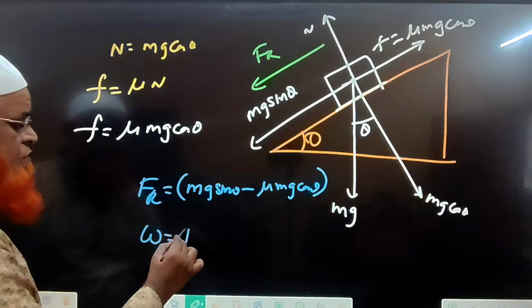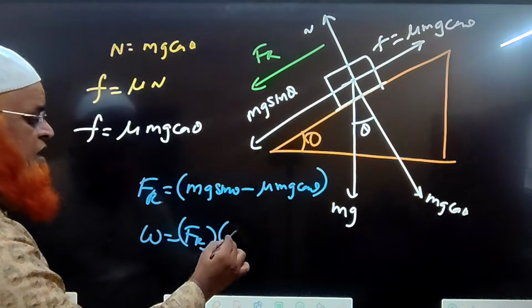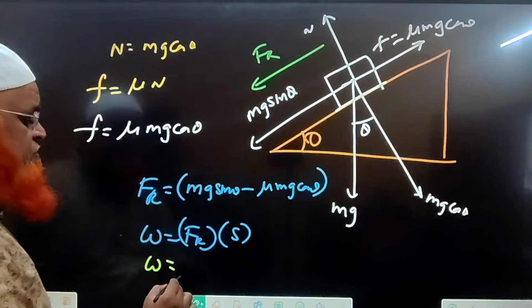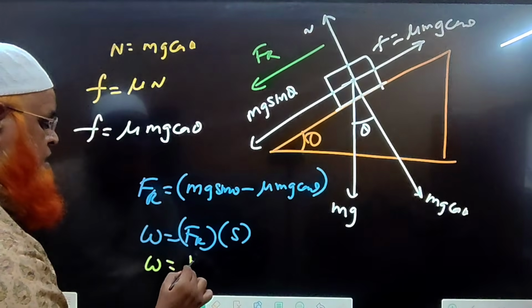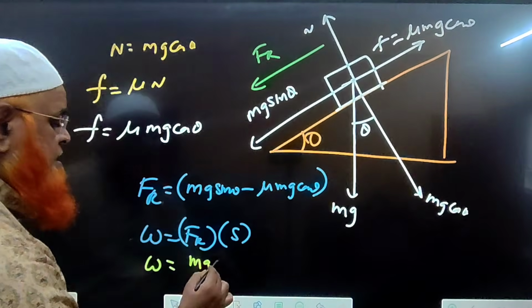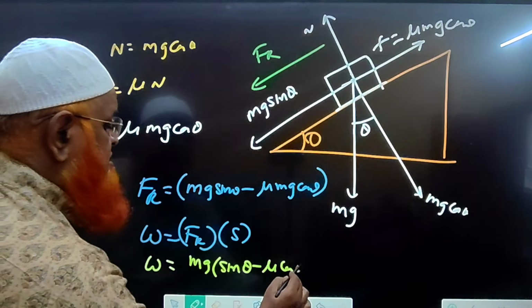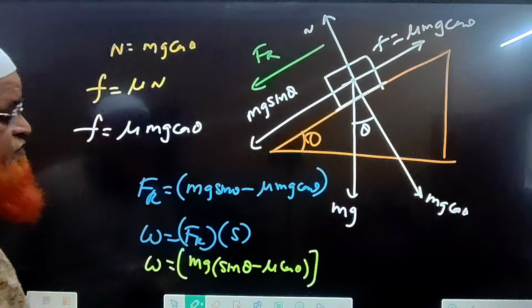Then what is the work done? Work done is resultant force into displacement. So work done is equal to the resultant force, which is nothing but mg. If you take mg common here, how much is left? Sin theta minus mu cos theta. Okay, this is the force.